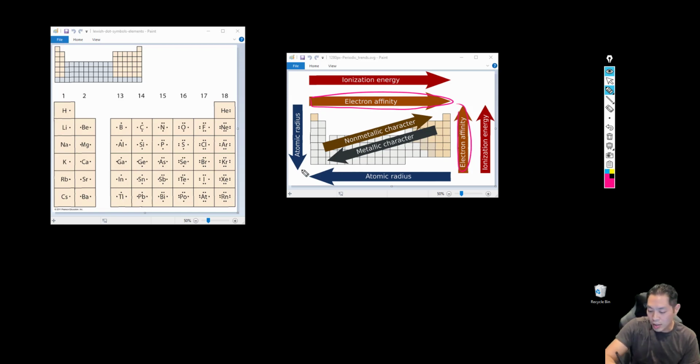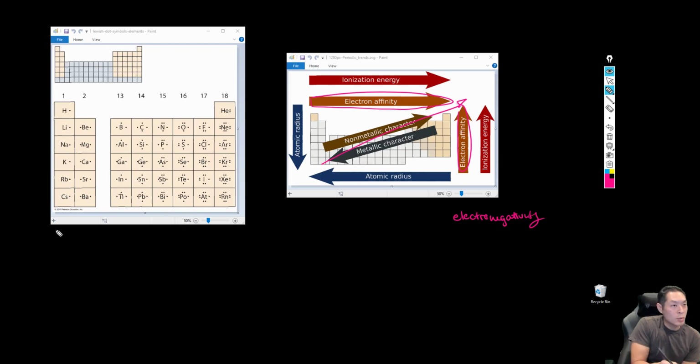Technically, you could just draw it like this, and that is electronegativity. So what does that mean? That means the desire for electrons. Right here, we're missing francium. Francium will be down here.